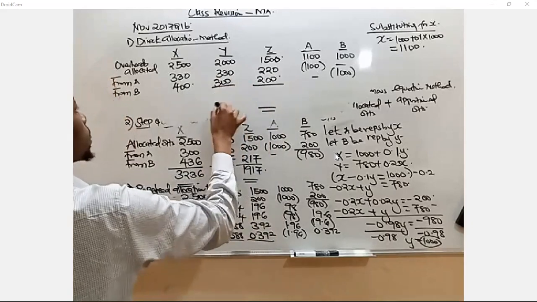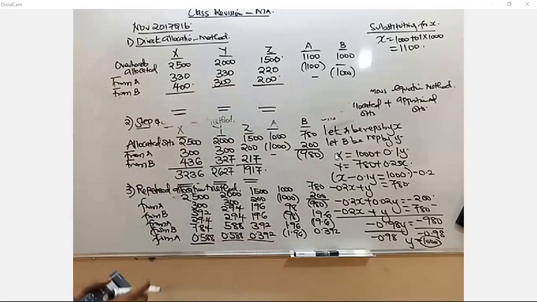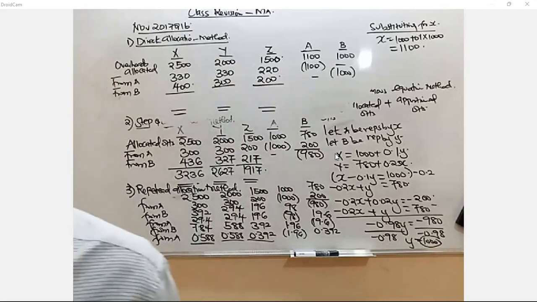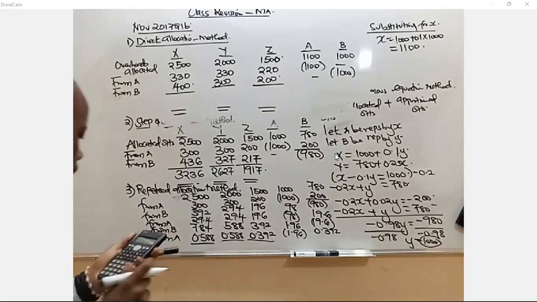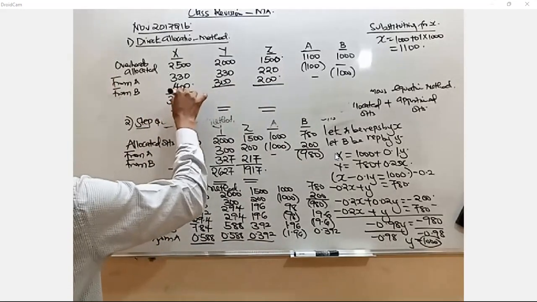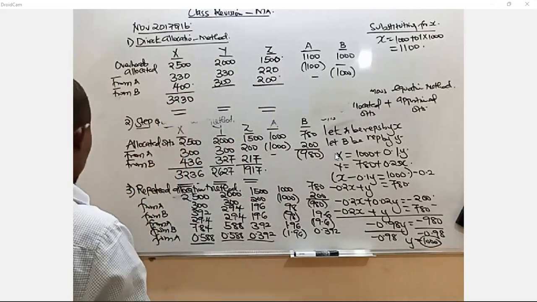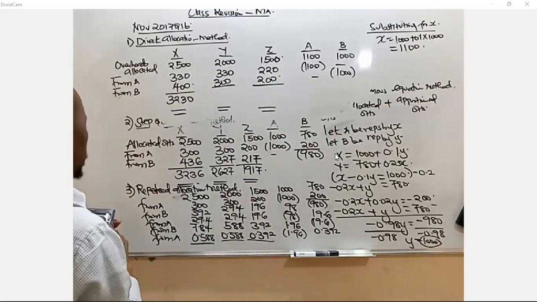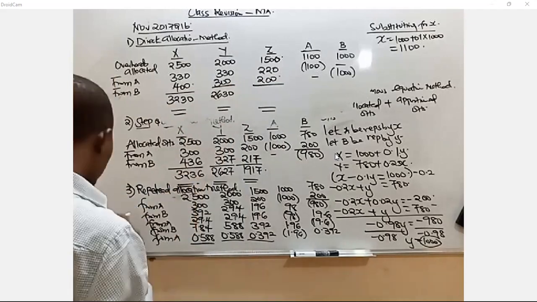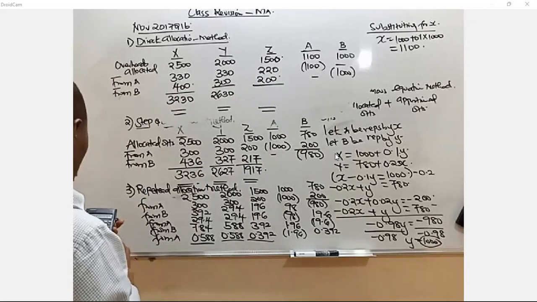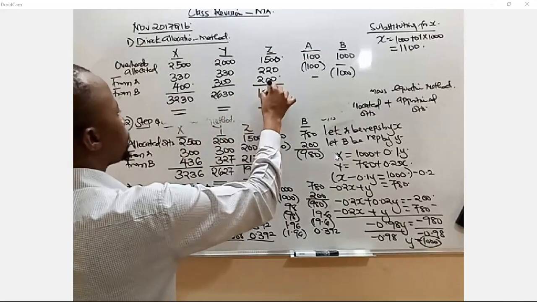So how much is this? How much is that? How much is this? So in this case, it will be very simple because we are going to be taking 2,500 plus 730, getting 3,230. The other one will be 2,000 plus 330 plus 300, getting 2,630. Then we have 1,500 plus 220 plus 200, getting 1,920 here.